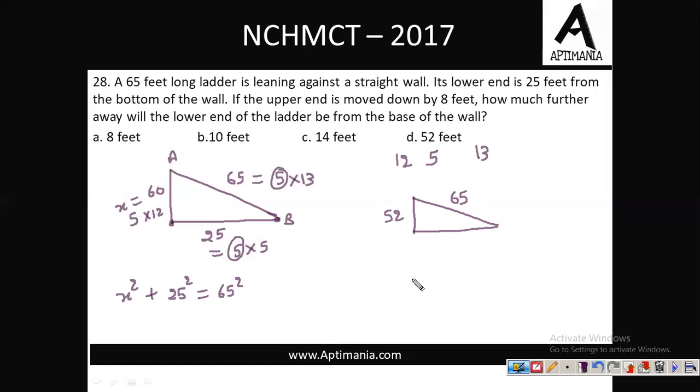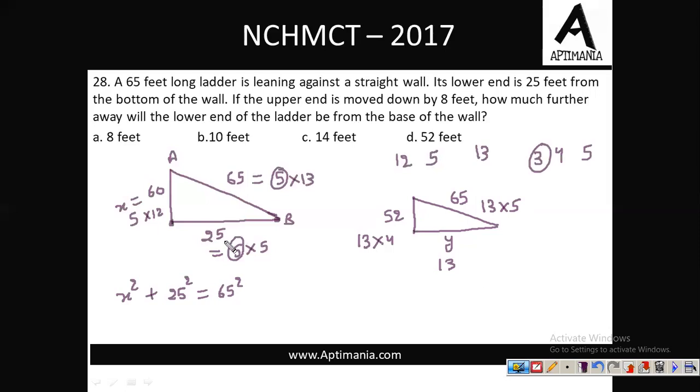How much further away will the lower end of the ladder be from the base of the wall? Now we need to calculate this value. Now again, I will try to use the same trick. Now this 52 can be written as 13 into 4. This is 13 into 5. So 13 common है दोनों में, तो यहाँ पर भी 13 तो आएगा ही आएगा. And the triplet of 5 and 4, so 3 completes the triplet.